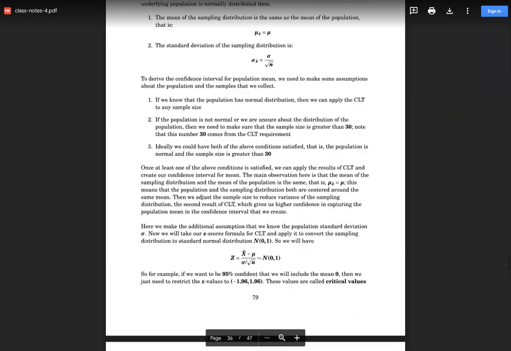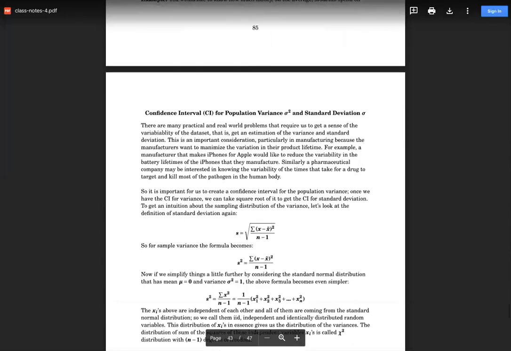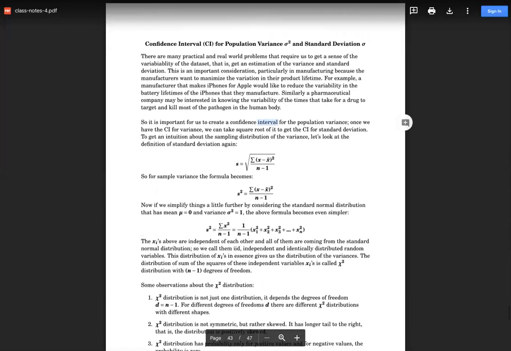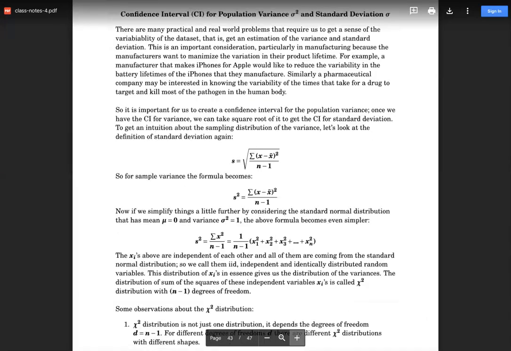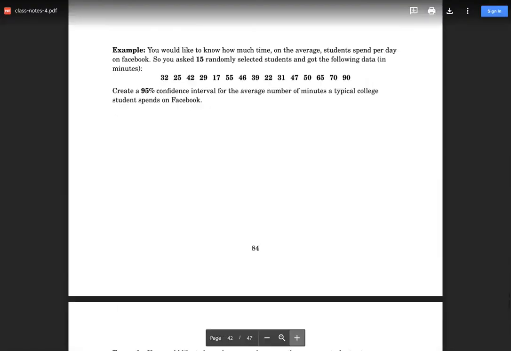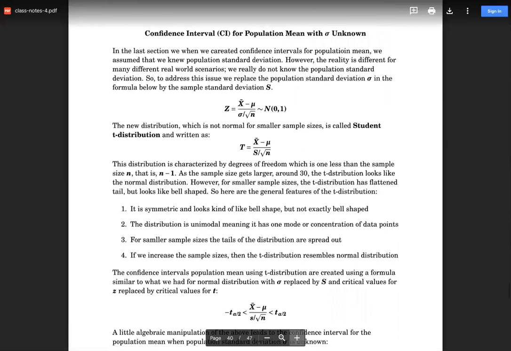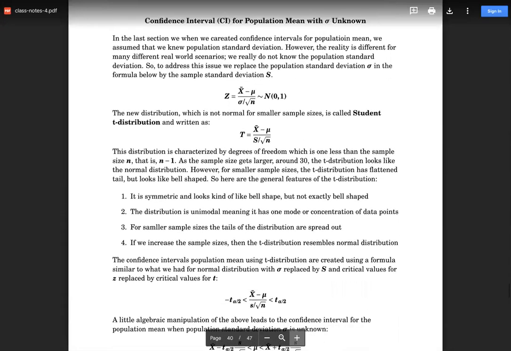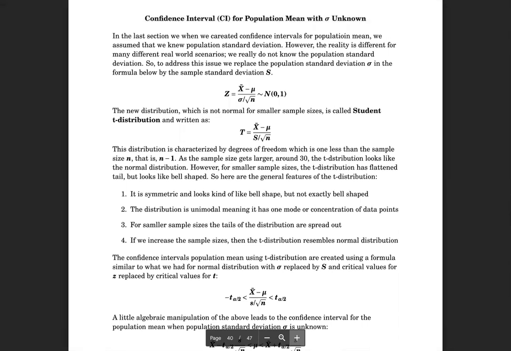Sigma known. Okay, let's go. Sigma unknown. All right. Oh no, that's not sigma unknown. This, where is my sigma unknown? Okay, there it is. Confidence interval for population mean with sigma unknown.